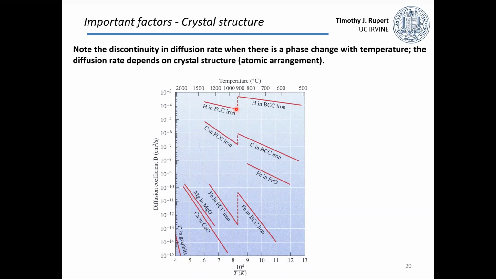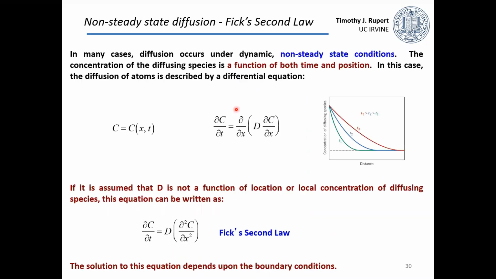All right, the next thing we need to talk about is that Fick's first law was talking about steady state diffusion. You can also have non-steady state diffusion, which means it changes not just as a function of position, but also with time. So in this case, we're going to have to describe our diffusion with a more complicated form, and we'll have to use a differential equation. So we're saying that the composition is a function of both the position and time.